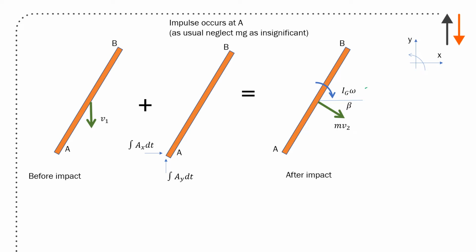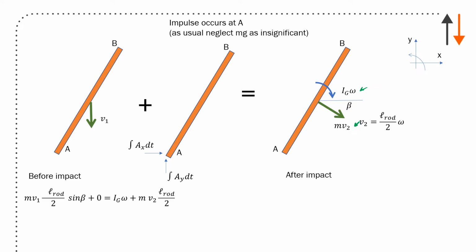And finally, it's going to have an angular velocity, which is going to be given by I_G omega over here, and a translational velocity, which unlike the previous velocity, is now normal to the rod. So this thing is rotating about point A. That's my instantaneous center. And V2 is equal to L rod divided by 2 times omega.